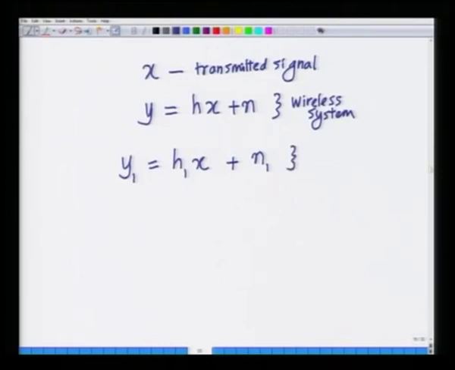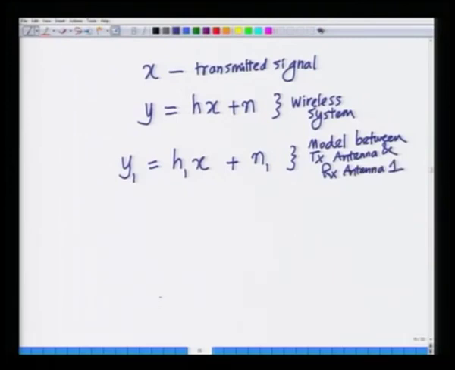This is the model between the transmit antenna and receive antenna.